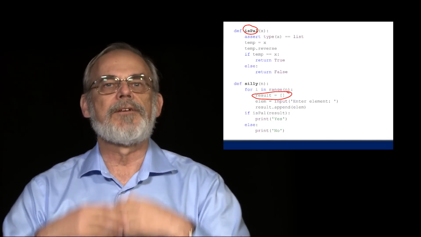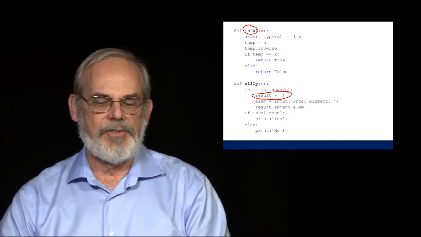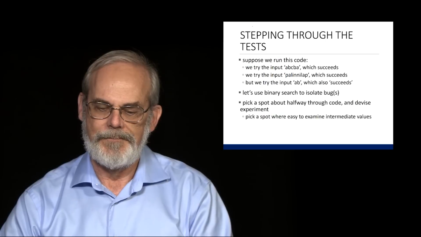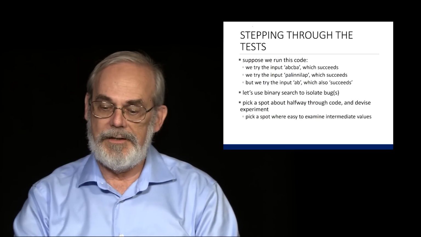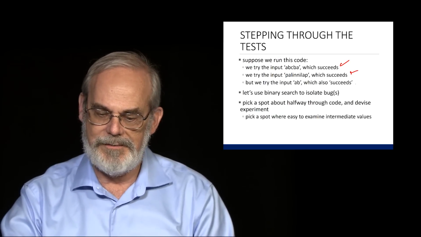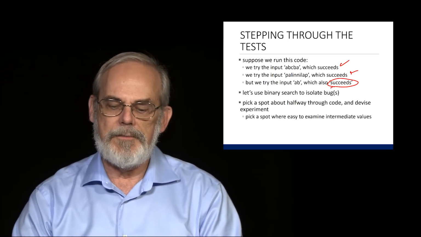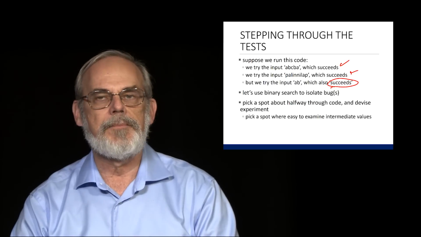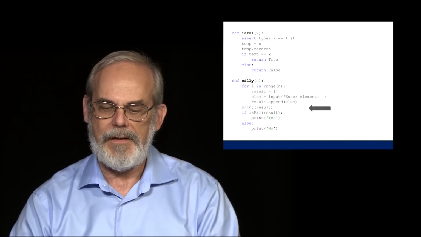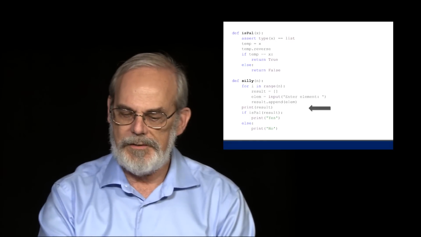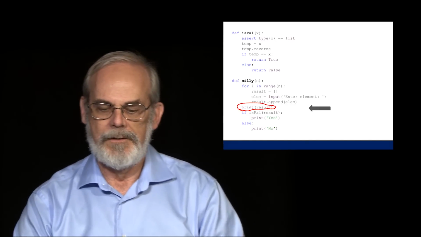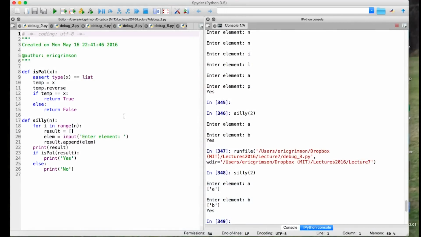Okay, now I want to get into debugging mode. So I need to try and figure out where this error is occurring. So I've run it as I said here. It worked on this case, it worked on this case, but it says that it was in fact a palindrome, which is wrong. So I'm going to pick a spot halfway through the code and simply look at the intermediate values. And in particular, I'm going to insert a print statement right here, right at that spot. And that print statement is going to look at the value of result before I ever actually called ispal. I want to check to see, am I handing into the thing testing for palindromes something of the right form?